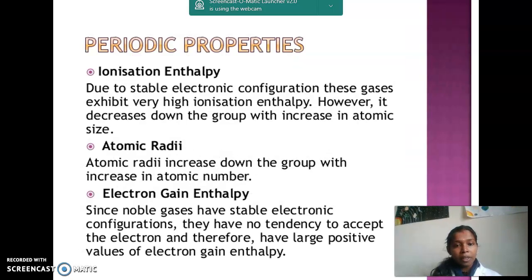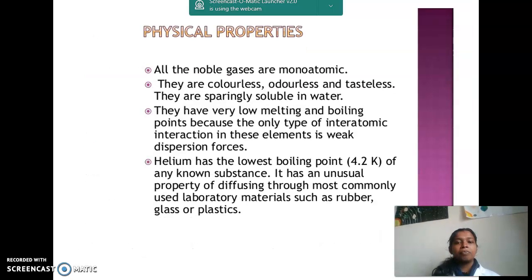Coming to the periodic properties of these elements, the first periodic property is ionization enthalpy. They have high ionization enthalpy, and it decreases down the group with increase in atomic size. Atomic radius also increases down the group with increase in atomic number. And they have a large value of electron gain enthalpy.